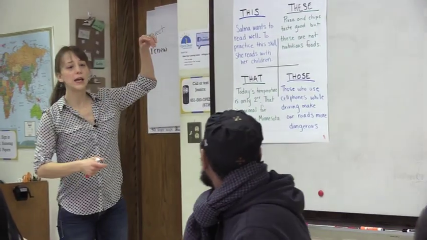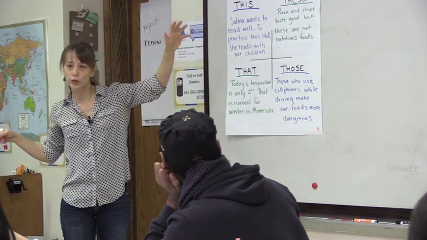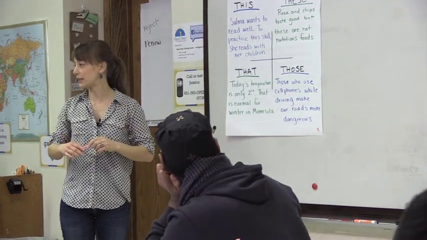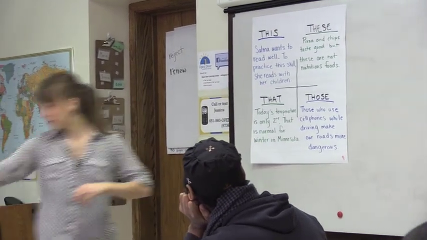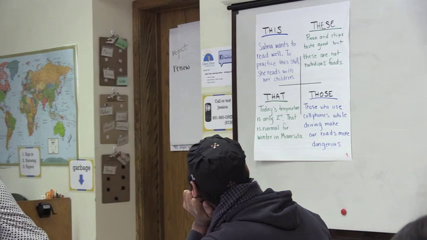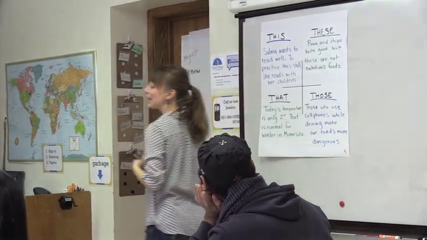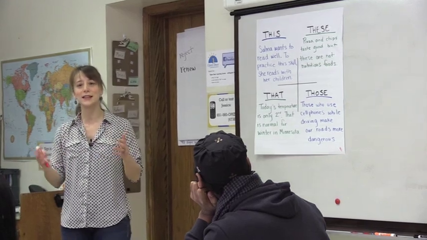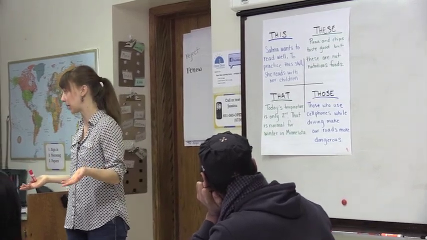So when you were in ESL level 2, 3, you might have practiced like this marker, that marker, right? These papers, those papers. But in your stories, the way they use this, that, these, and those is a little more complicated.